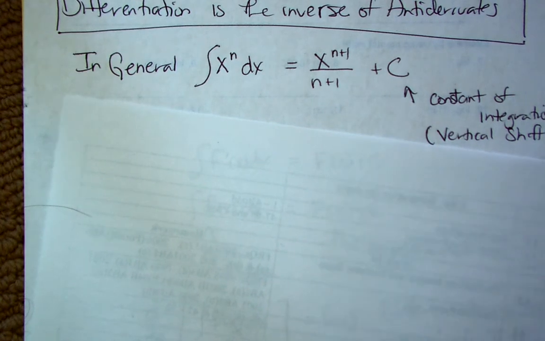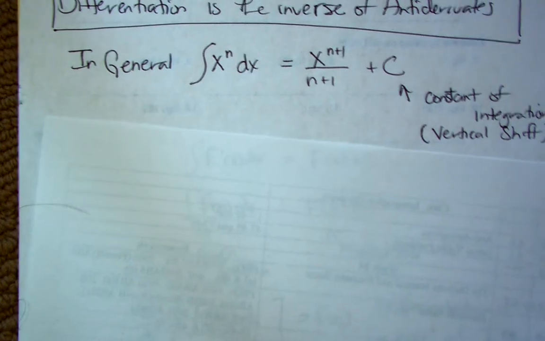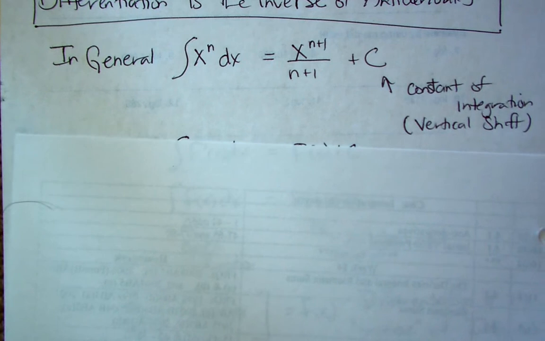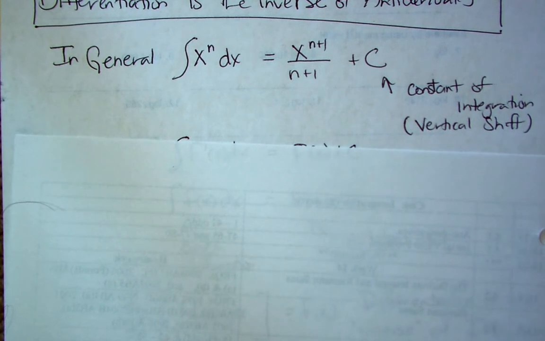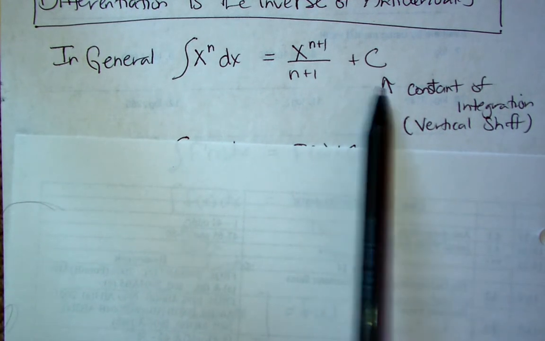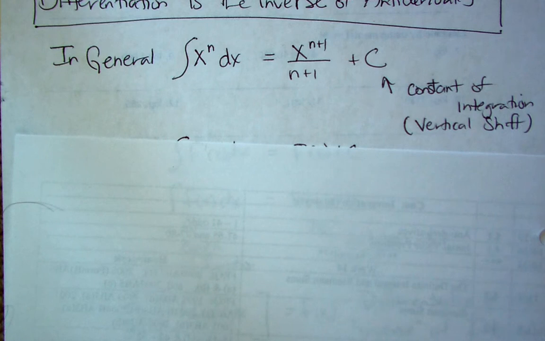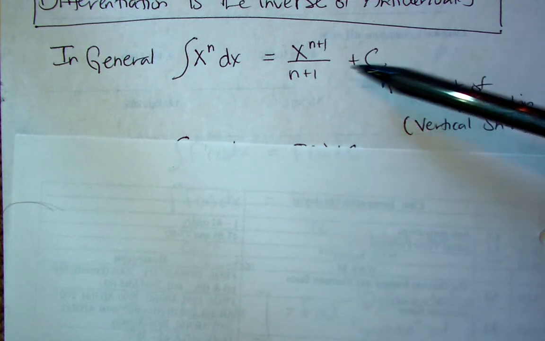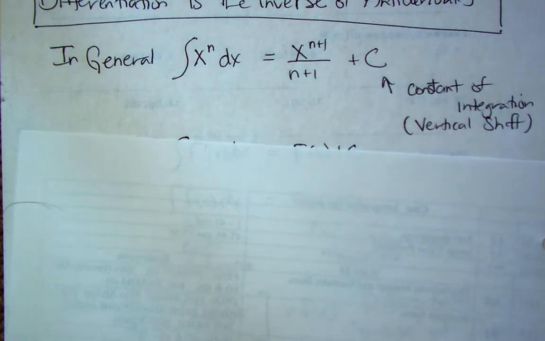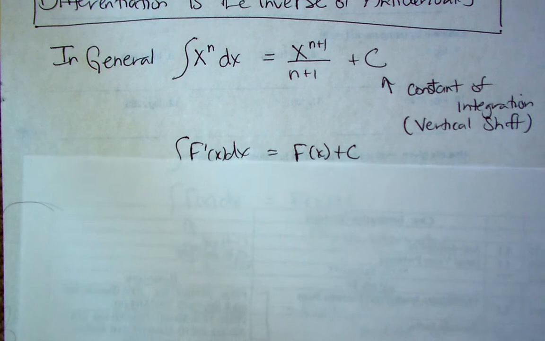Remember, we had talked about how we can't go back and exactly draw our original f function because of the vertical shifts. So when we go backwards and we're trying to find our original function, we don't know about that vertical shift, but we still have to put that in there. And you'll see that play out here again today.